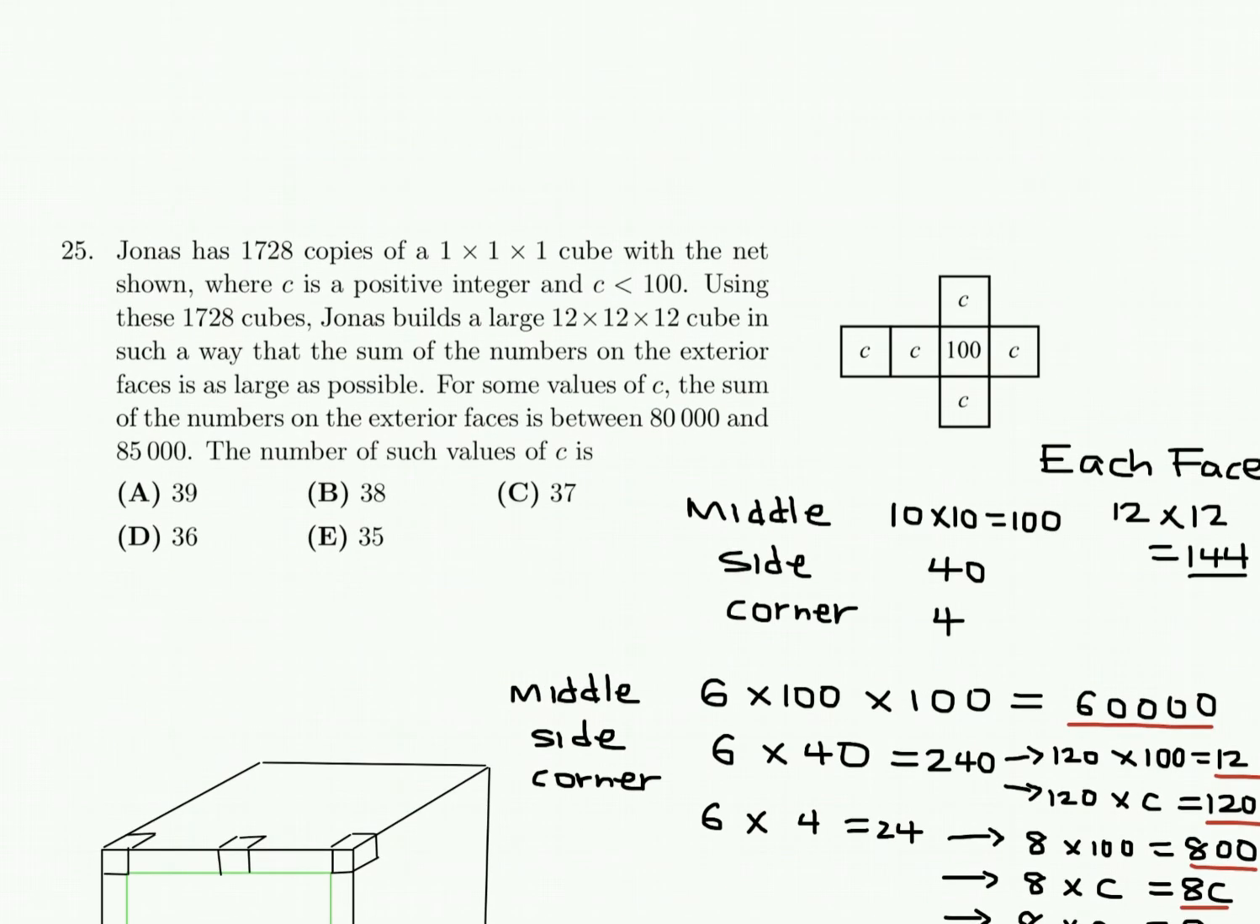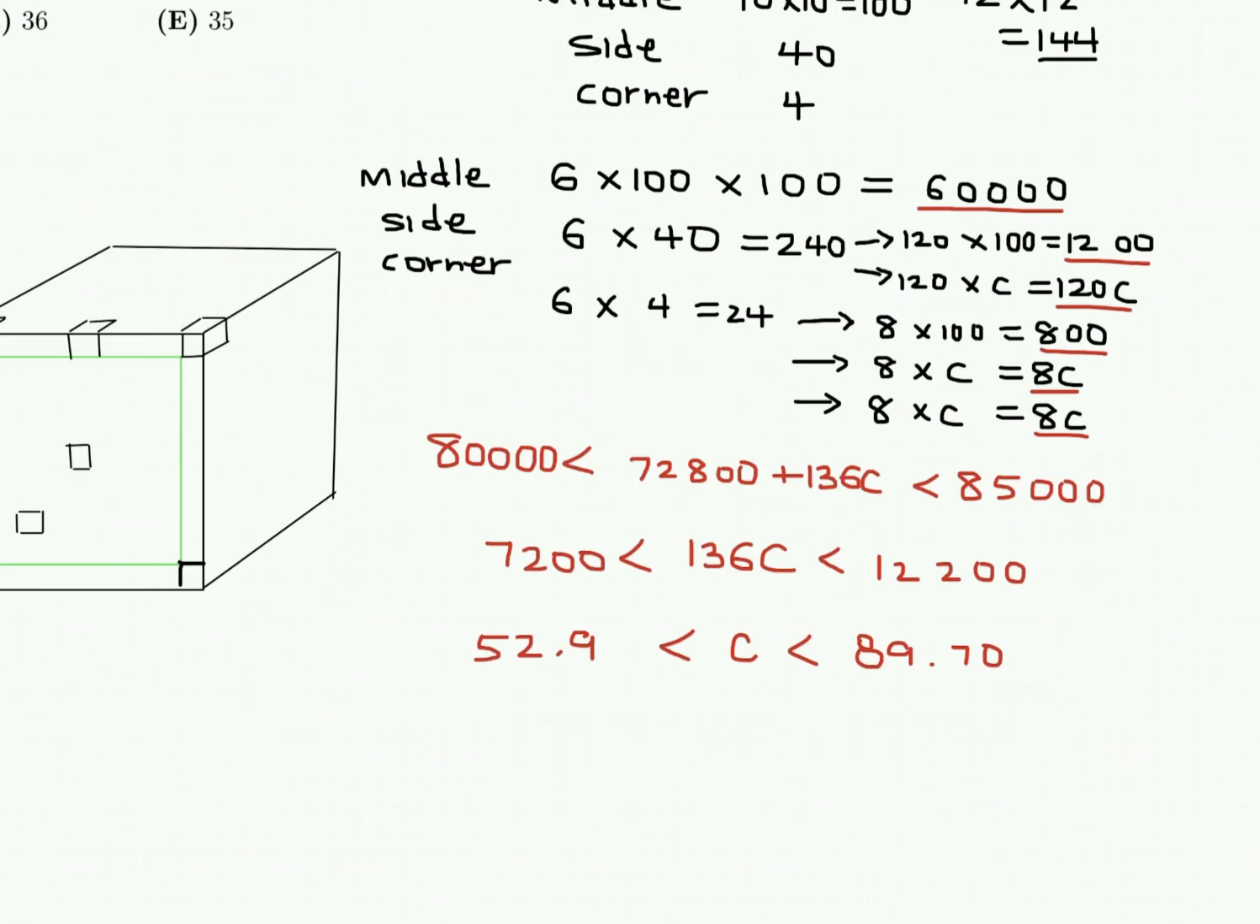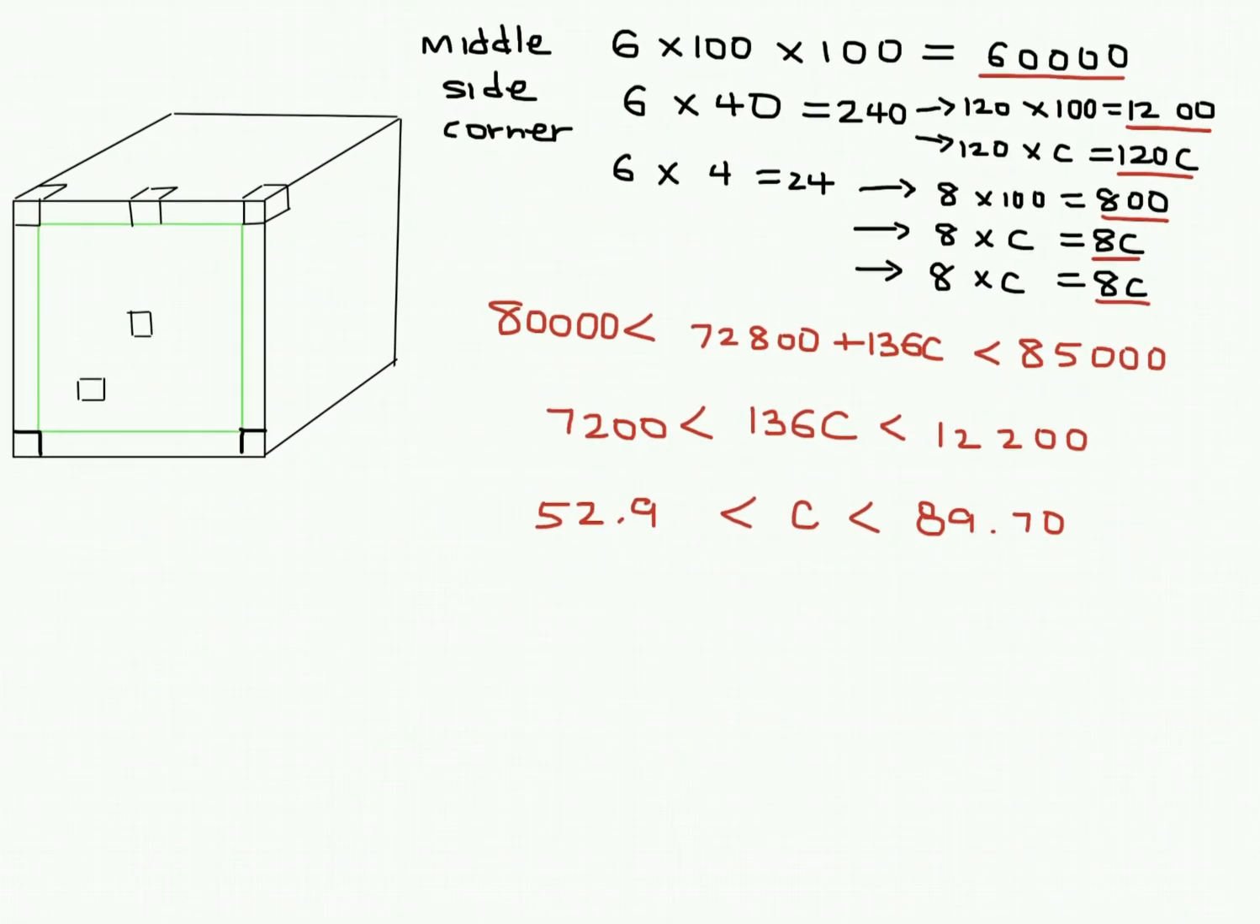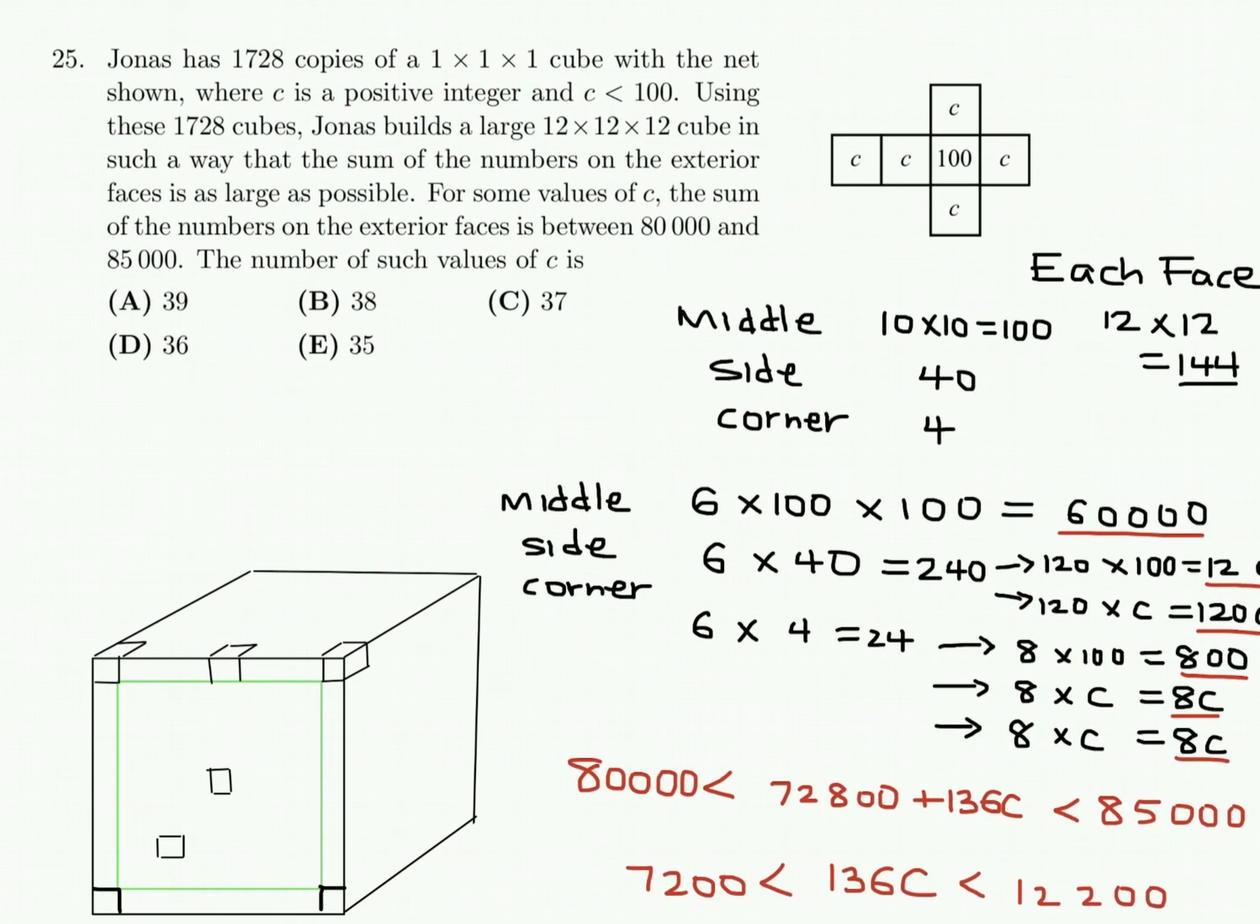Well, C is an integer, right? Yeah, C is a positive integer. So because C is a positive integer, I can't use these decimals, so I've got to use the integers. If C is less than 89.7, then it must be less than or equal to 89, because that's the first integer below 89.7. Similarly, if it's greater than 52.9, it's got to be greater than or equal to 53. So there you go. C is any integer between 53 and 89 inclusive. So the number of values for C are 89 minus 52, right? You're counting all the integers from 53 to 89 inclusive, and 89 minus 52 is 37. And there you go. 37 is the answer to number 25, and that would be C.